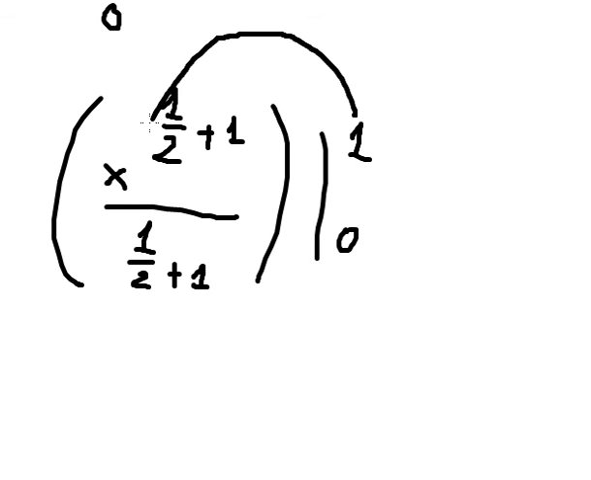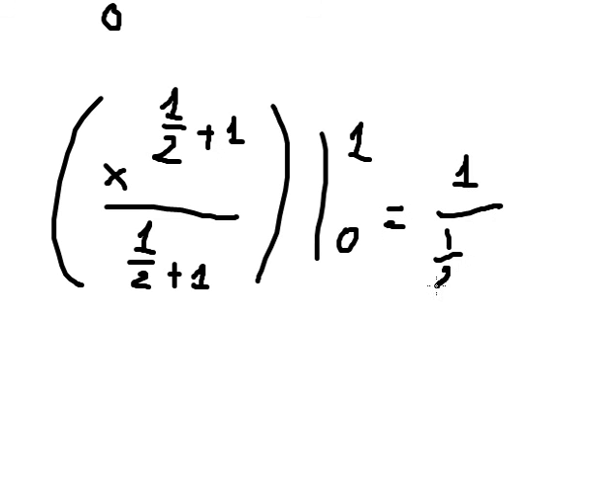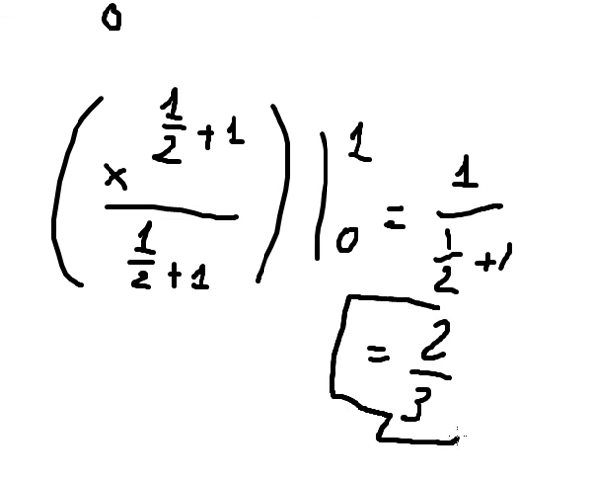So I will put number 1 in here, number 0 in here. And we got about 1 over number 2 plus number 1. So we calculate this one, and we have 2 over 3. And this is the final answer.